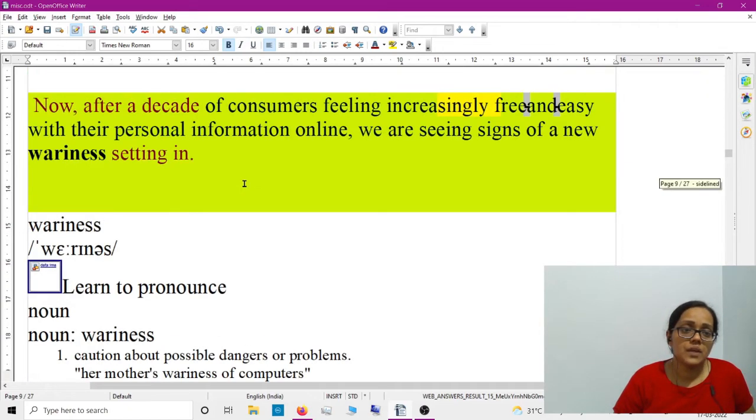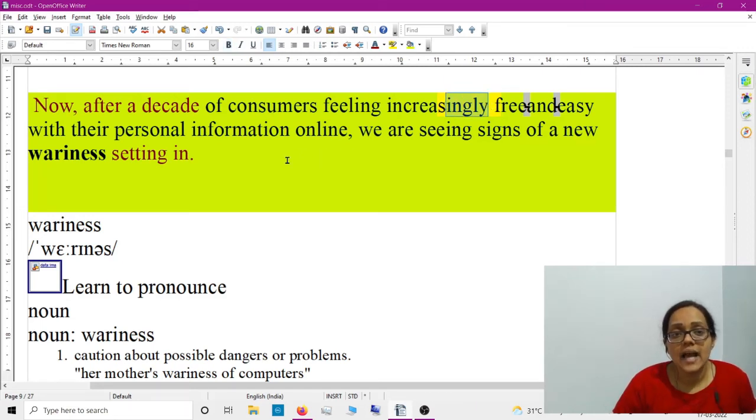Now after a decade of consumers feeling increasingly free and easy with their personal information online, we are seeing signs of a new wariness setting in.